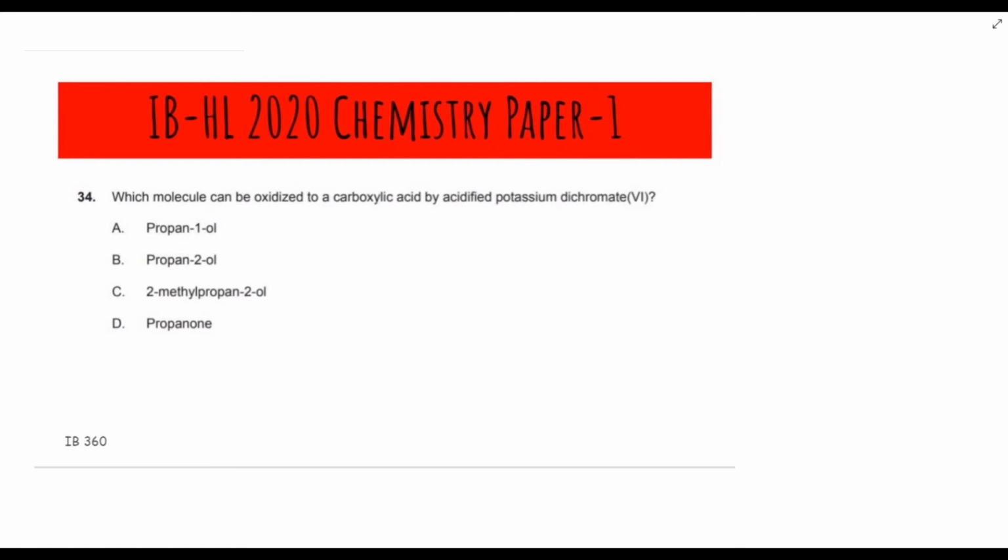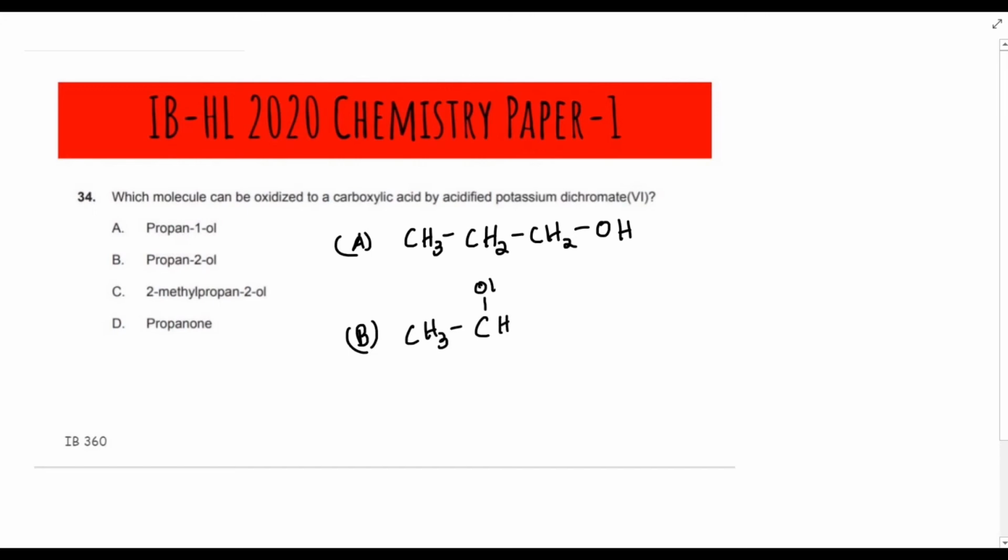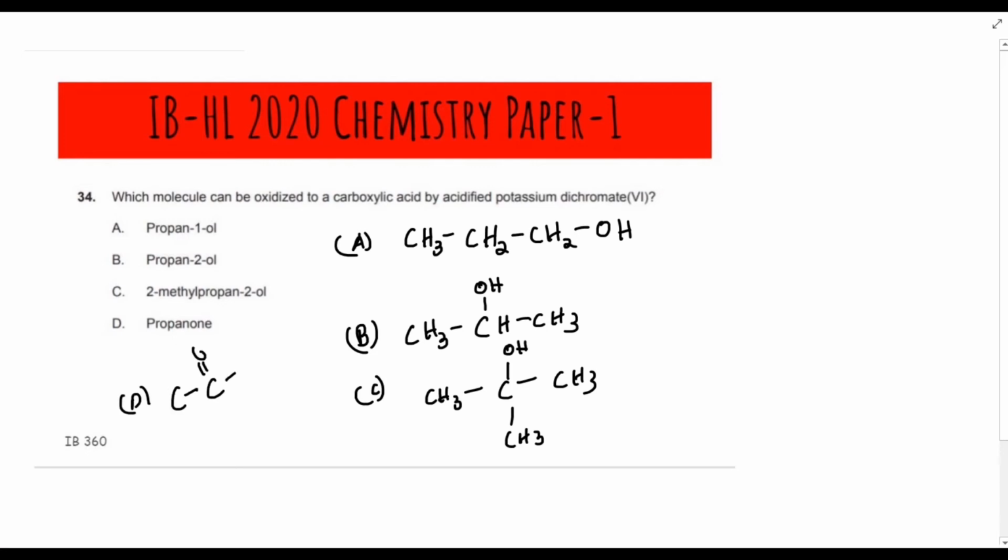Now for question 34, we need to find out a molecule which can be oxidized to a carboxylic acid by acidified potassium dichromate. To solve this question, let's just draw the structures of all the options. This is the first one. This is the second one. This is the third one, 2-methylpropan-2-ol. And this is the fourth one, that is propanol. Basically a ketone.